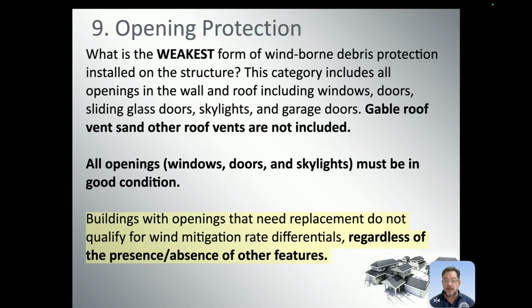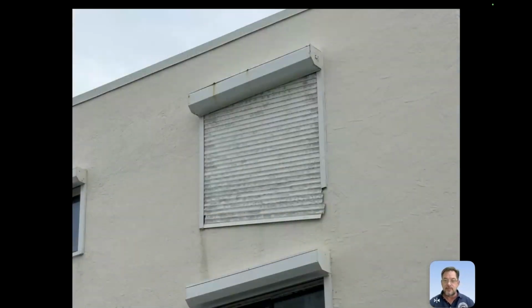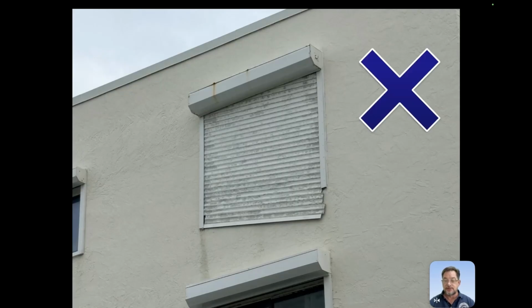So buildings that have openings that need replacement do not qualify for wind mitigation rate differentials, regardless of the presence or absence of features. So we're going to get into that because this is where the form changes a little bit. And what we're talking about here is if this shutter is not usable in this condition, so this is not considered opening protection, okay?